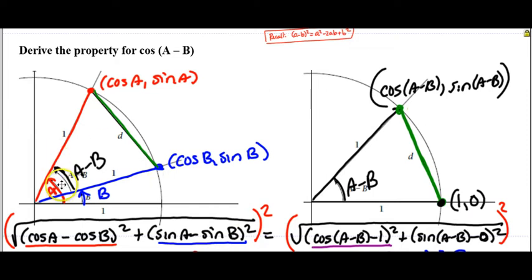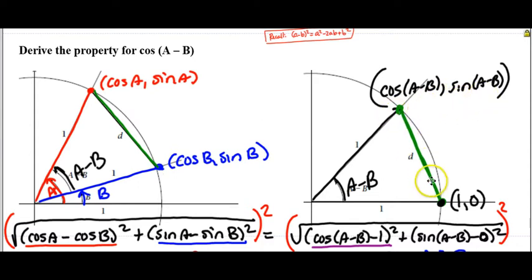Now, the difference between angle A and angle B is angle A minus B, which is this angle marked in black. And if I take this angle, angle A minus B, and move it over here and reposition it so that one side of it is on the x-axis, I still have the same distance d here, but I can rename the endpoints. This point on the x-axis would be the point (1, 0), because this circle has a radius of 1. And this point here would be (cosine of the angle A minus B, sine of the angle A minus B).